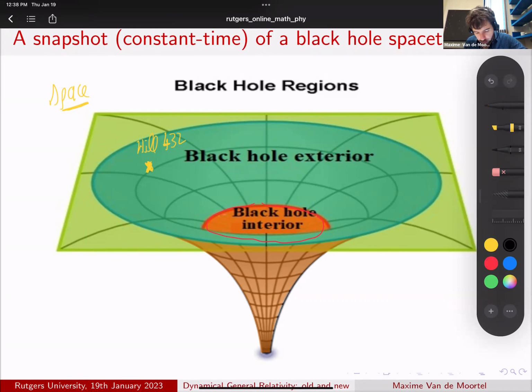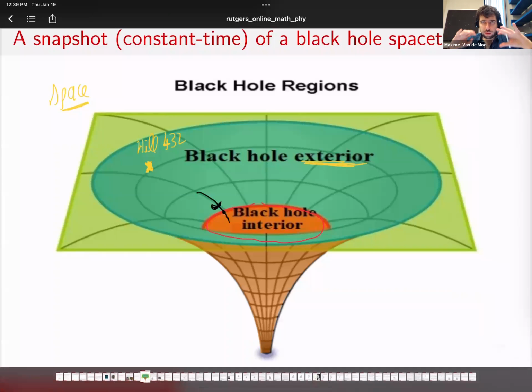And once you fall into that, you would cross the event horizon of the black hole, and then once you get into this orange region, you can't go out. That's it. Gravity is so strong there that light cannot go out, and that's why the black hole appears to be black from the outside. So there is this terminology that there is the exterior region, where nothing happens, quote unquote, and the interior region, that's sort of the point of no return. So that's for a snapshot, okay?